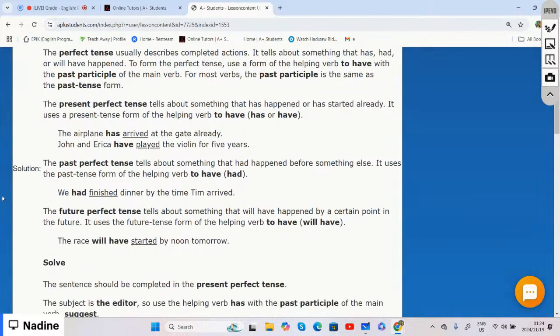Then we have our present perfect tense. Present tense tells us about things that are happening now or have started happening. So present perfect tense tells about something that has happened or has already started. So it has started already. And it uses the present tense form of the helping verb, which is to have, which is either has or have.